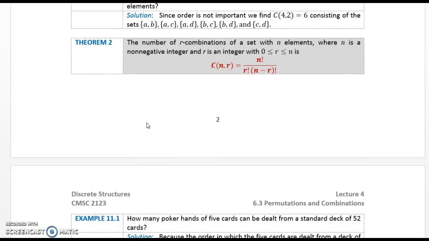Theorem 2. The number of r-combinations of a set with n elements, where n is a non-negative integer and r is an integer with 0 less than or equal to r less than or equal to n, is C(n, r). And C(n, r) is equal to n factorial over r factorial times (n minus r) factorial.